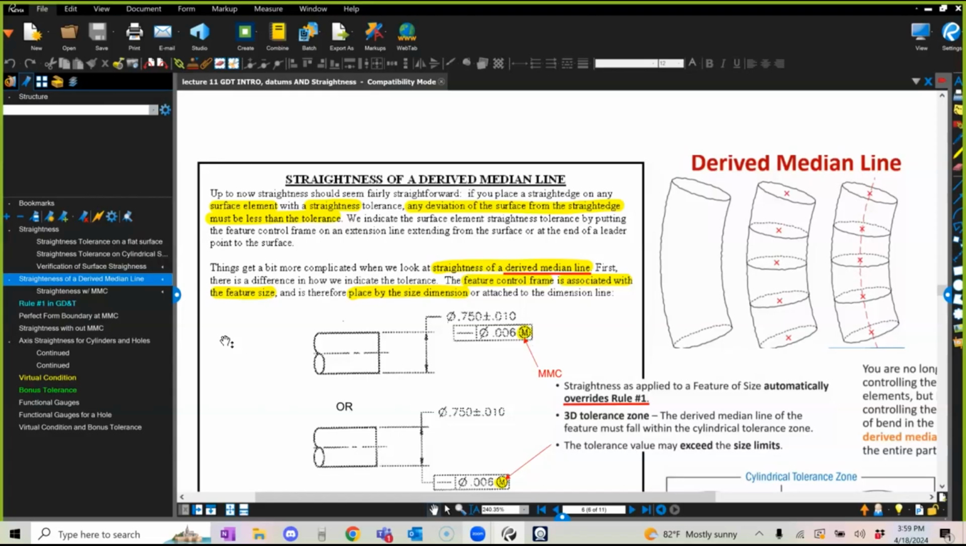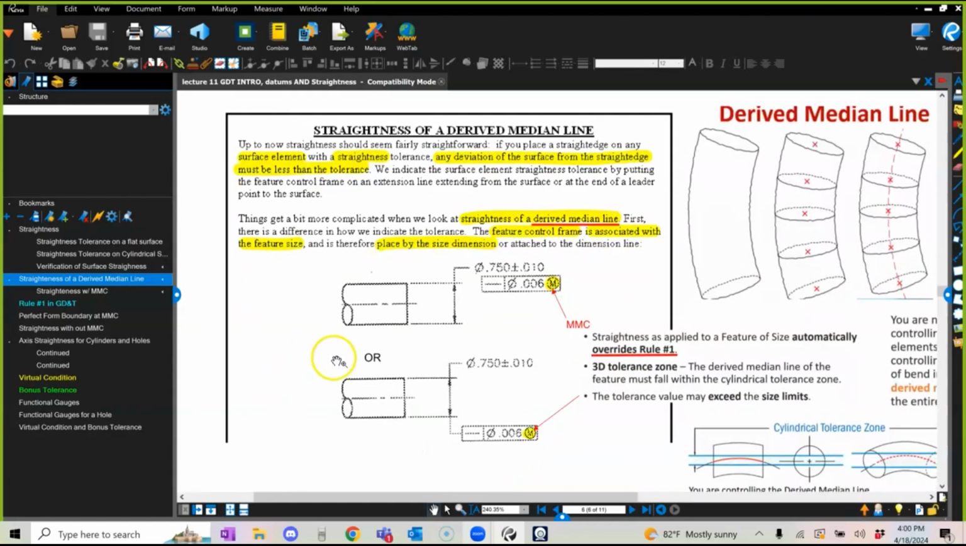Does that make sense? So by making the cylinder small, I'm controlling how straight my derived median line is. Does that make sense? Okay. Remember that I automatically override Rule Number 1, which is the envelope principle. Okay? Now, let's actually try to make sense of this.